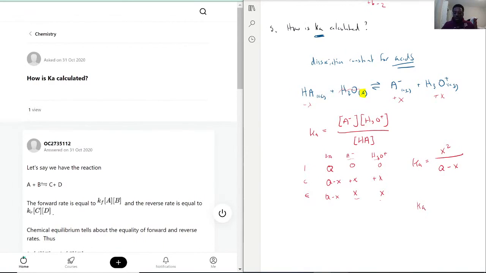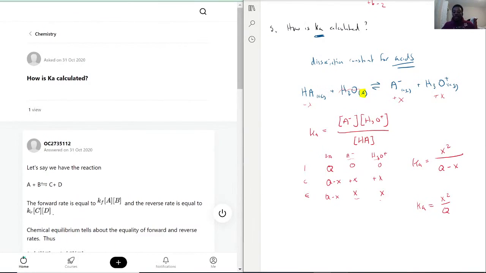So you can either use your quadratic equation to solve for that by rearranging, or you can just say x squared over Q, and then you just find the square root of Q times the Ka, and both of them would help you. Sorry, I'm always solving for x, but this would be how you go about solving for x, which would be your H3O based on a given Ka.